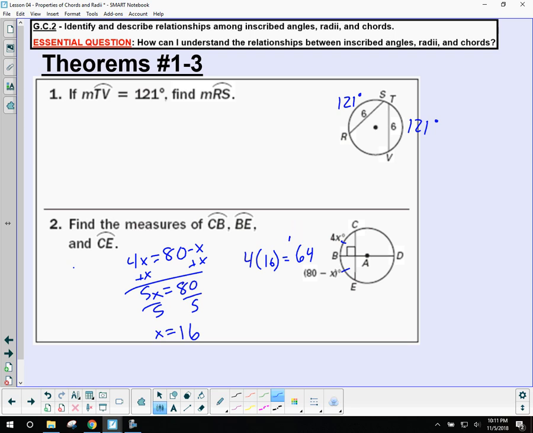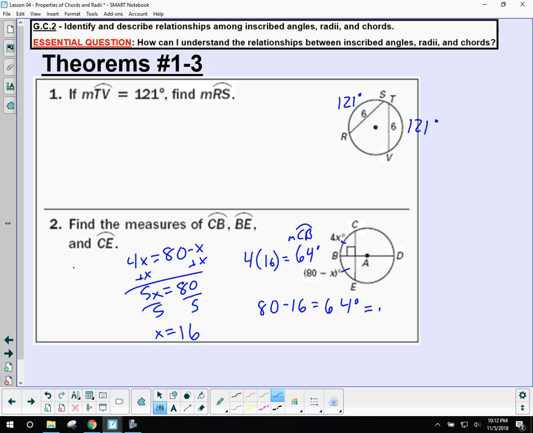Then they want BE. So that's 80 minus that 16 we just found. And we get, oh, check that out. Another 64. Is it a coincidence? I think not. We just discussed these properties a second ago. So measure BE. I'm glad they are the same.